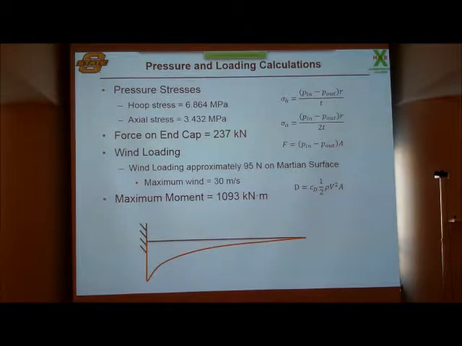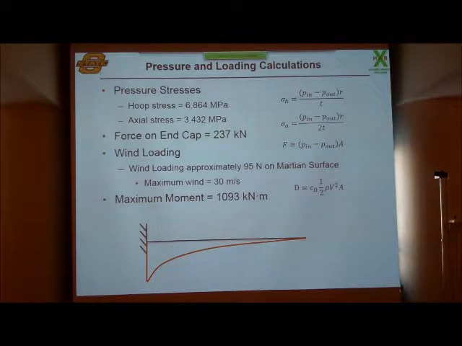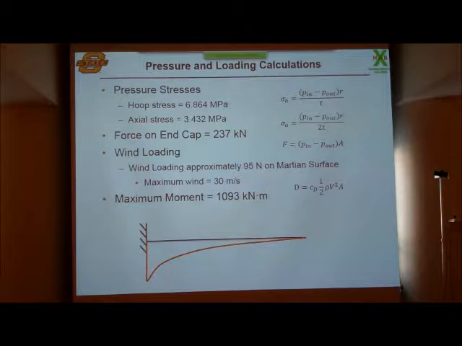We also calculated wind loading. Originally, we thought that wind would be a huge problem for our structure. However, when we calculated the actual wind loading, it was much lower than we had originally thought, because the air pressure on Mars is much lower than on Earth. So for the worst case scenario, in a dust storm with maximum winds of 30 meters per second, we'd be looking at a total of 95 newtons exerted on one green wing.